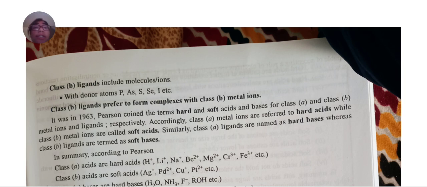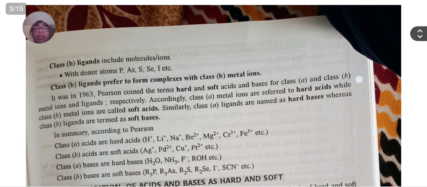It was in 1963 that Pearson coined the terms hard and soft acids and bases for class A and B metal ions and ligands respectively. Accordingly, class A metal ions are referred to as hard acids while class B metal ions are referred to as soft acids. Similarly, class A ligands are termed hard bases whereas class B ligands are termed soft bases.